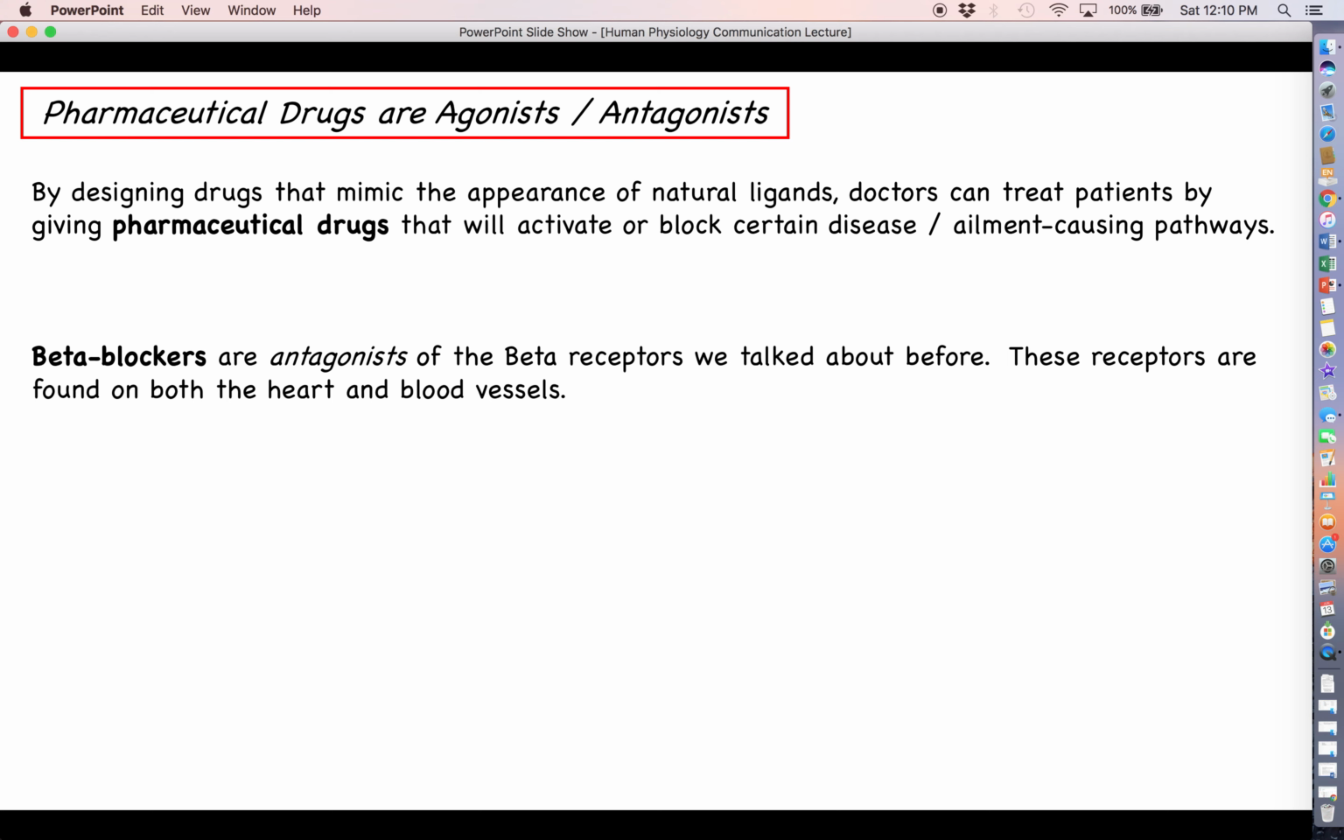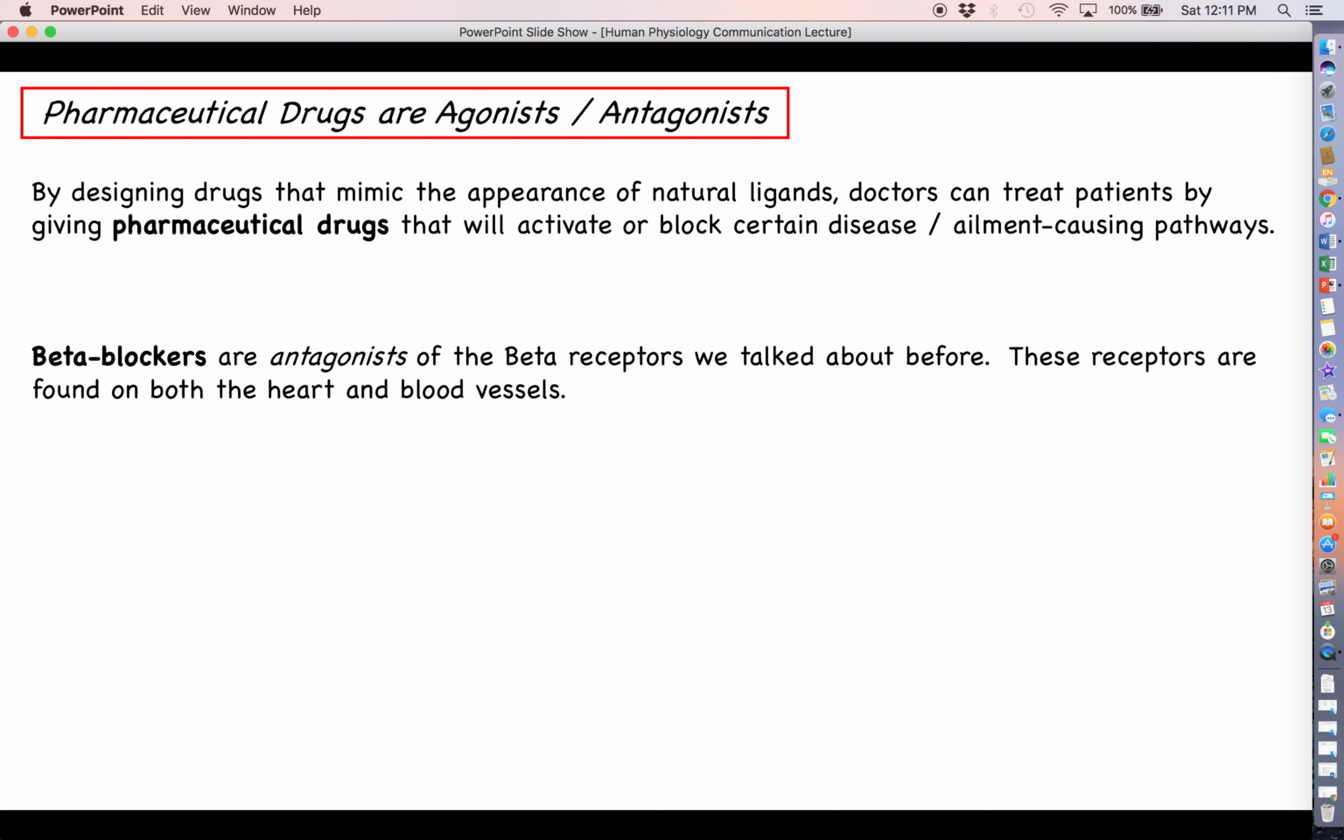So beta blockers are antagonist drugs. These are drugs that block the beta receptors that we talked about before, the beta receptors that epinephrine binds to, except these beta receptors are located mainly on the heart. So the idea of how a beta blocker works is that typically during a fight or flight response, epinephrine will raise your heart rate by binding to those beta receptors on the heart. Well, that's going to drive up your blood pressure.